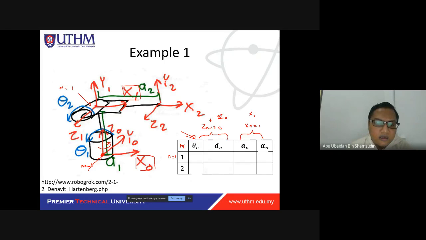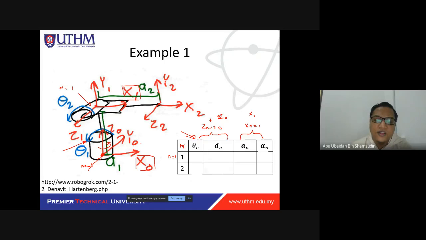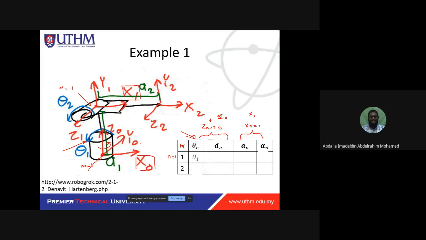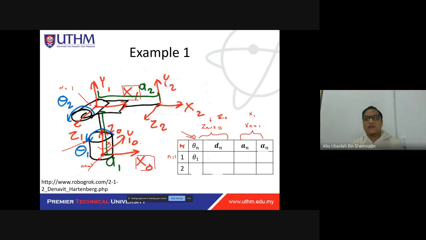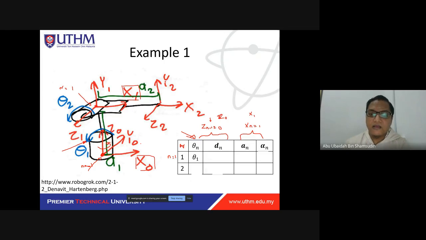In addition, this joint here is an active joint, which means this value of theta will become a variable, theta 1. Okay, now we have filled in the first theta. Next is d.